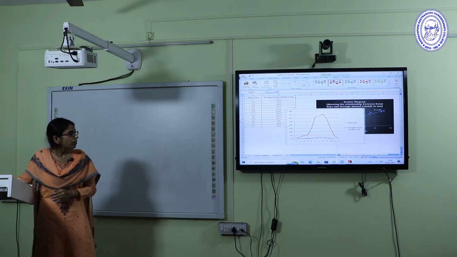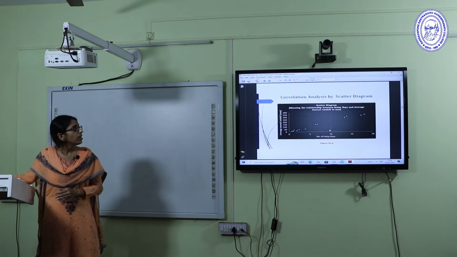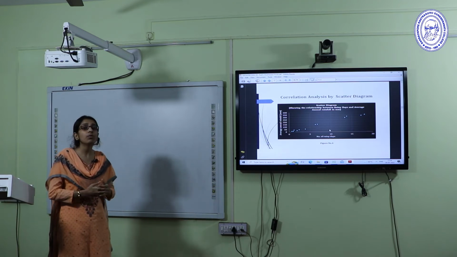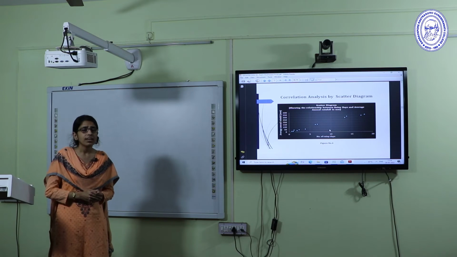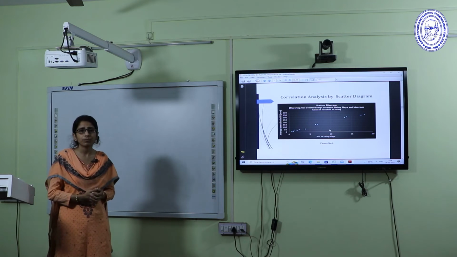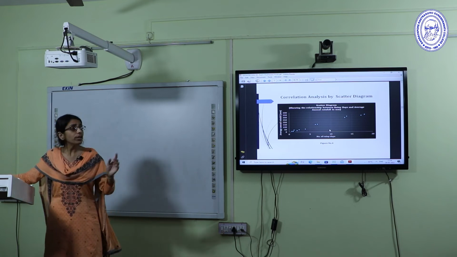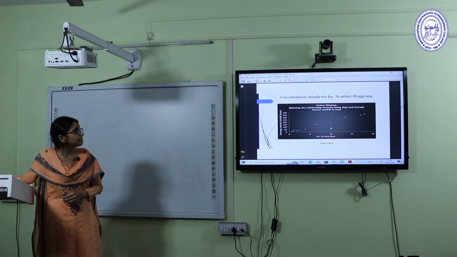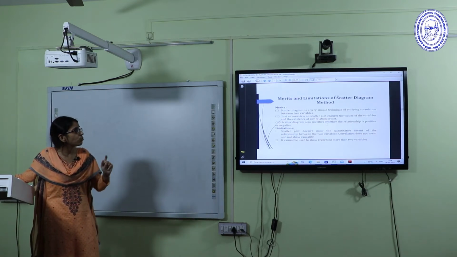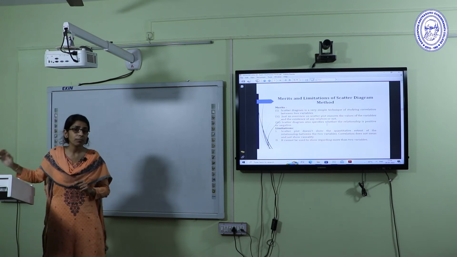Now, correlation analysis may also be performed with the help of a scatter diagram. Scatter diagram is basically a very convenient method for our correlation analysis. So when we talk about the scatter diagram method, first of all, we take a look at the merits and limitations of this method.